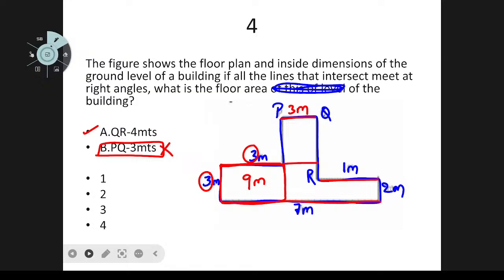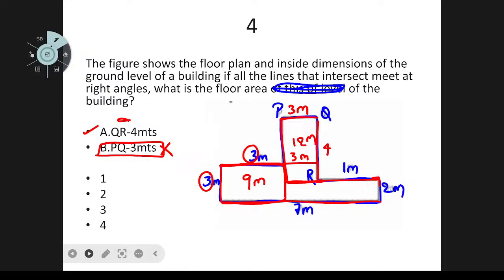Okay, next one. Now, this is 3 meters. But I don't know how much is this one. So in fact, I can just take this one. See, this is 3 meters. And here it is given that QR is 4 meters. That means 3 fours are 12. So from here till here, it is equal to 12 meters, right? So this I know.